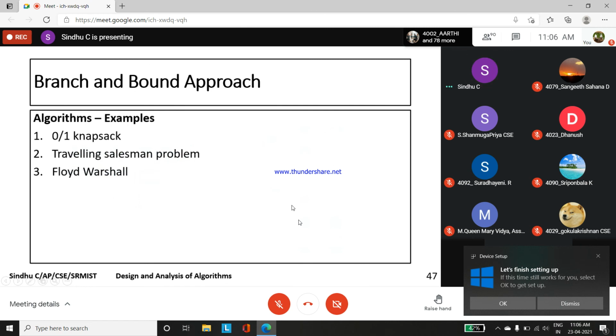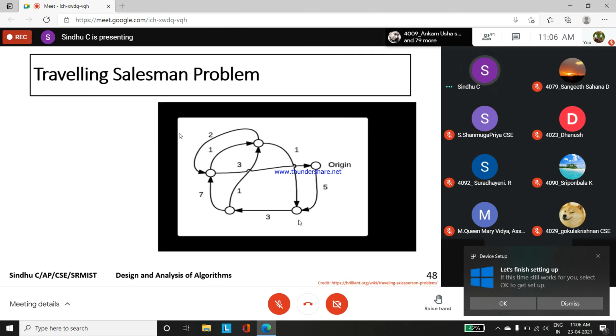So here again we have several problems, and the most common problems which are solved using branch and bound are 0-1 knapsack, then the traveling salesman problem, or the Floyd-Warshall algorithm, right? So here I've taken the traveling salesman problem, where this person starts from one place, and he should reach all the locations given in the graph, and he should again come back to the original starting point.